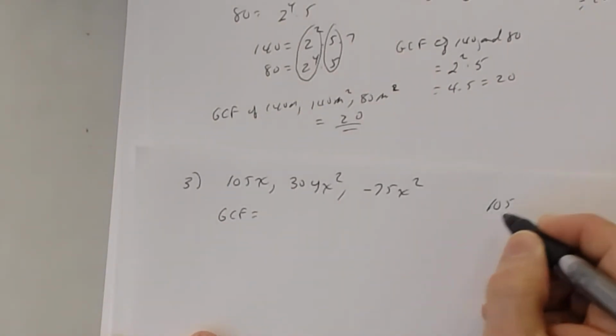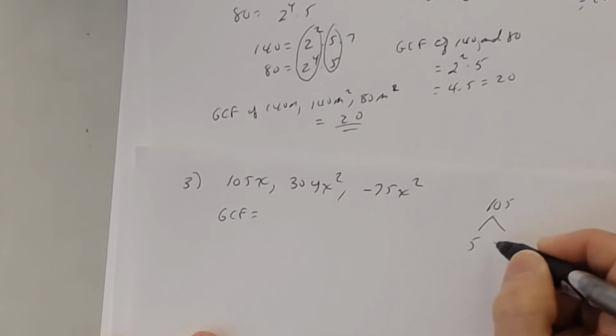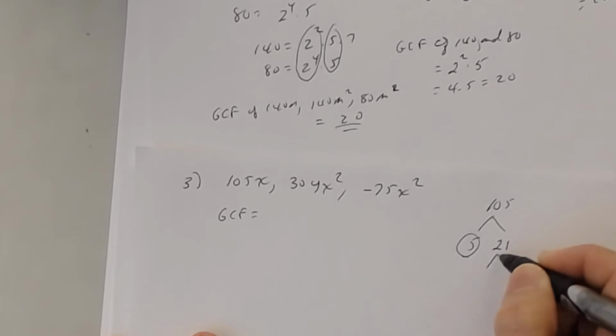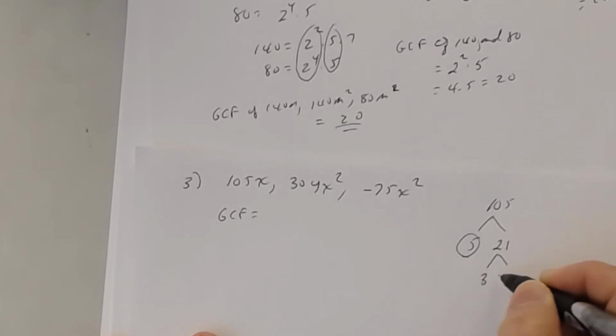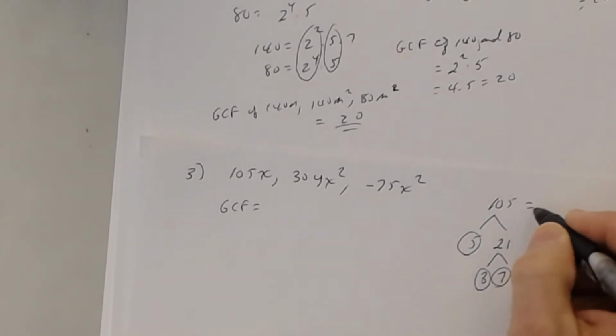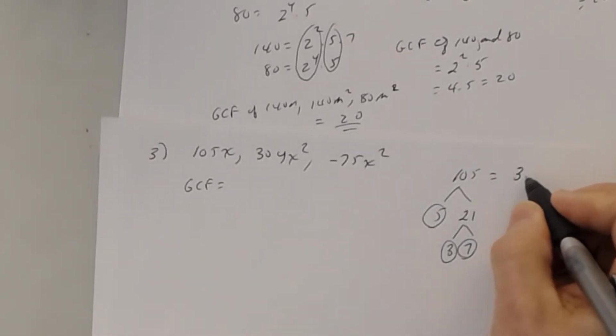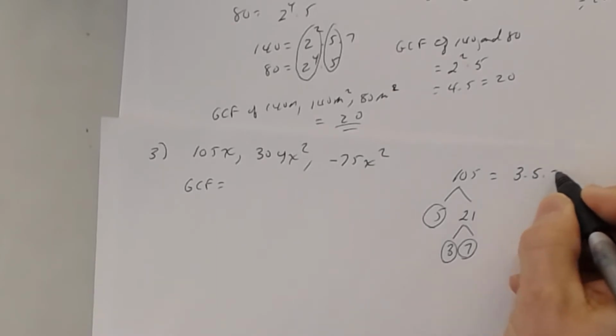All right, so let's go and work with the coefficients. So 105, I know is 5 times, use your calculator if you need to. 105 divided by 5 on your calculator. 21, right? 21 is 7 and 3. So therefore, for 105, what's the prime factorization? 3 times 5 times 7?